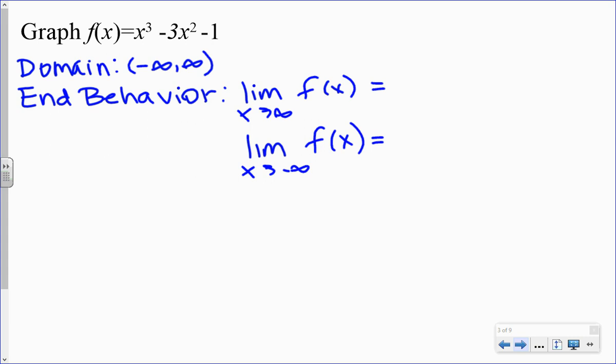Okay, on the right side, up. On the right side, we're going up. And on the left side, we are going down. Okay. Positive leading coefficient means we're going to rise to the right. Odd degree means we're going to have opposite behavior.